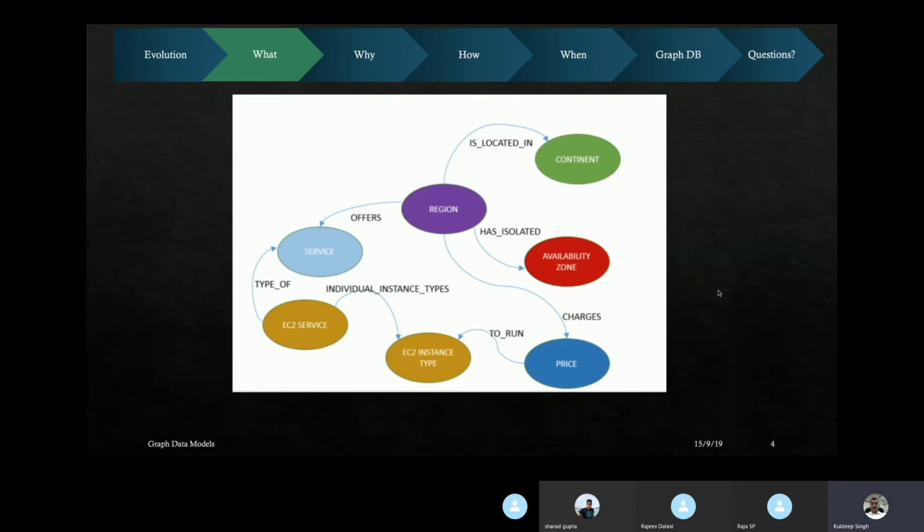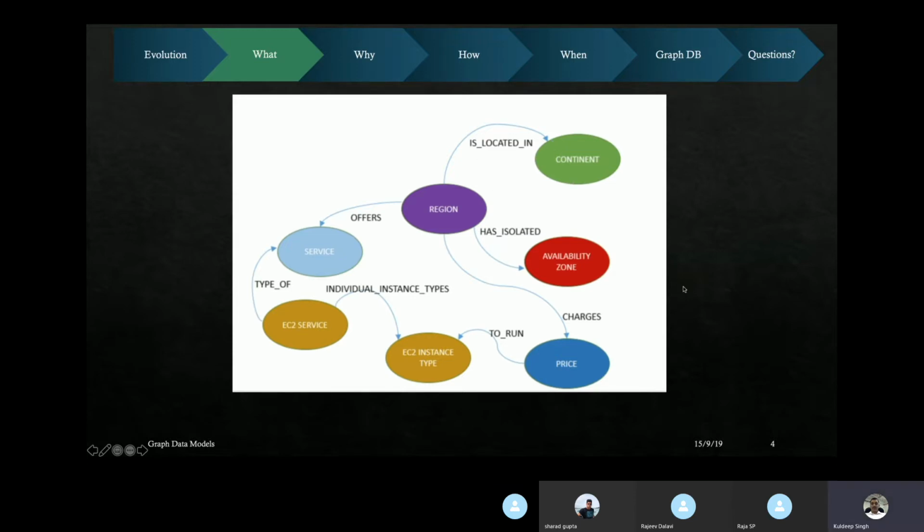So this is actually a graph data model, where the real world entities are represented as nodes, and the relationship between them is denoted as directed lines. One node is connected to another node through a directed relationship.